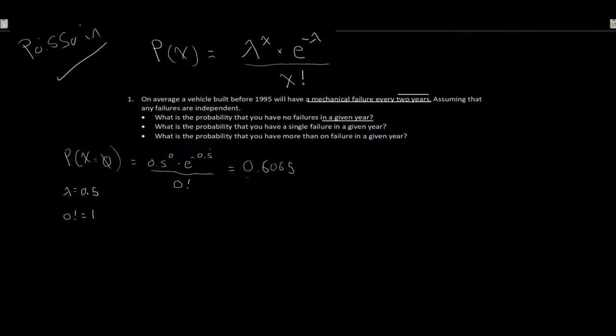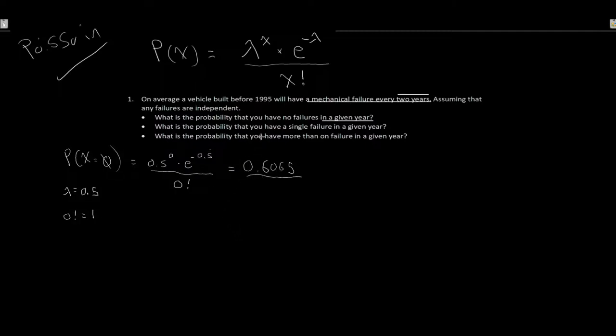We get 0.6065. So the probability that we have 0 breakdowns in 1 year is 60.65%. So there's not really that big of a chance of us having a mechanical breakdown in a given year. What's our next one?